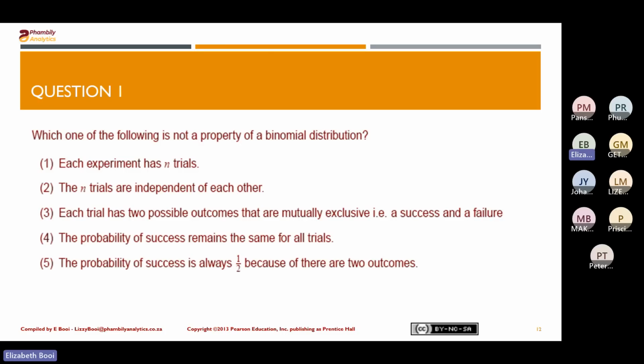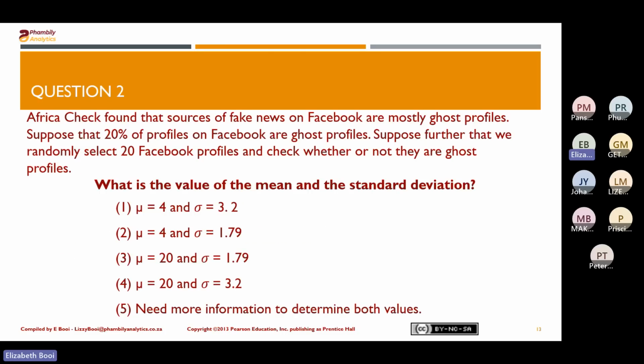Let's move on to the next one. Africa Check found sources of fake news on Facebook that are mostly ghost profiles. Suppose 20% of the profiles on Facebook are ghost profiles. Suppose further that we randomly select 20 Facebook profiles and check whether or not they are ghost profiles. What is my probability of success on this? Let's start there. Remember, probability is always denoted as a percentage or a decimal. What is my probability of success?